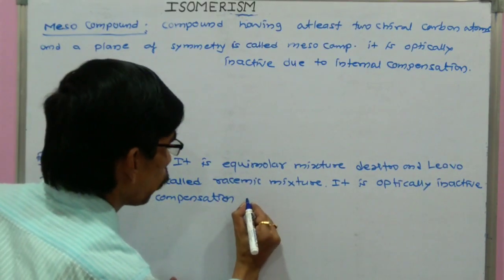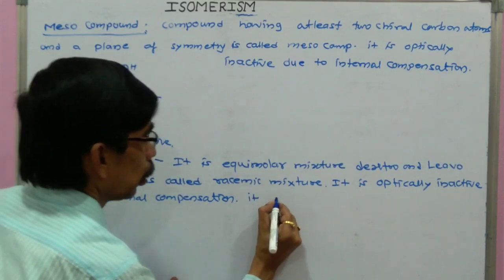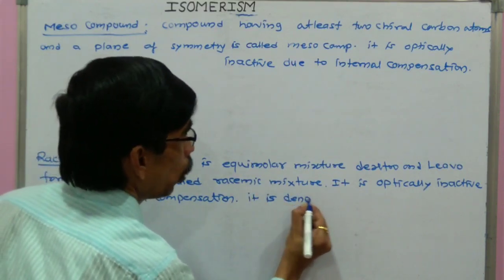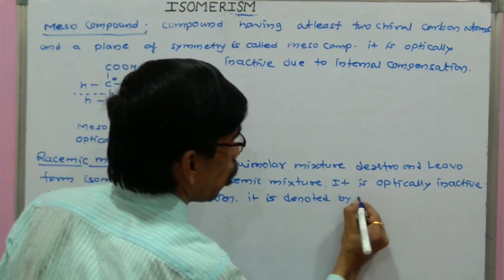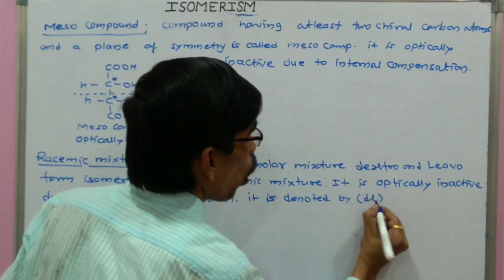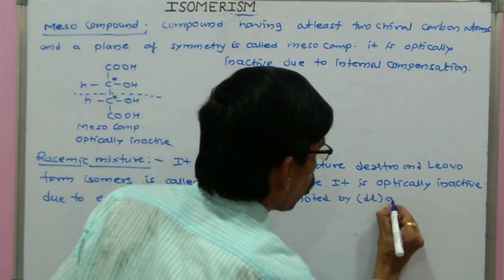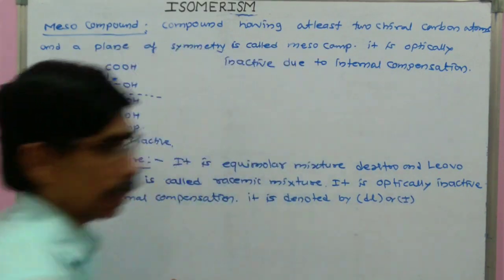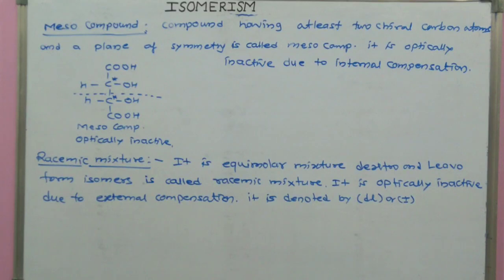It is denoted by small d and l, or plus or minus sign. So this is the racemic mixture. So these are the most important definitions in optical isomerism. Okay, thanks.